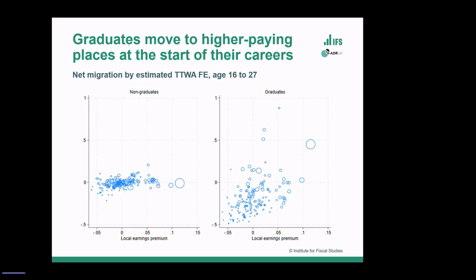Another thing you can see in this chart is that the size of the dots represents the populations of these areas. You see that for a given level of local earnings premium, graduates are choosing to move to bigger areas, right? So they're moving away from rural areas and into cities.